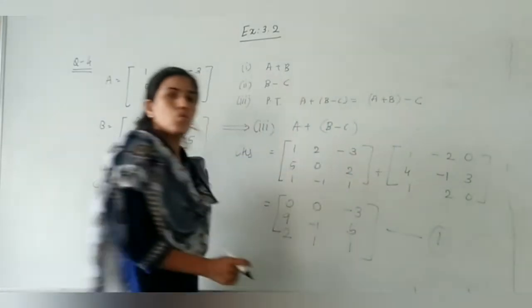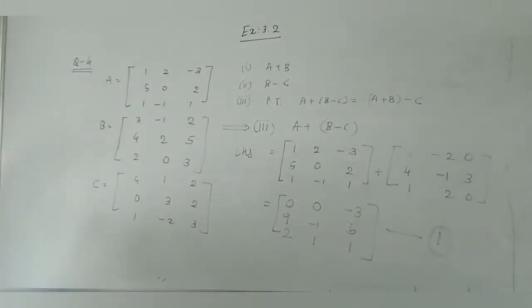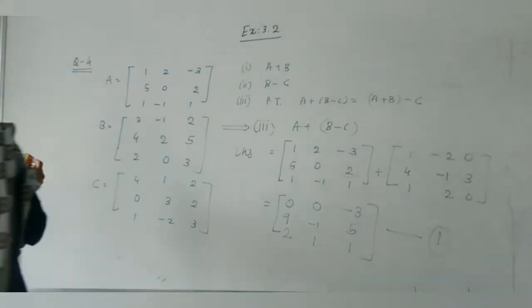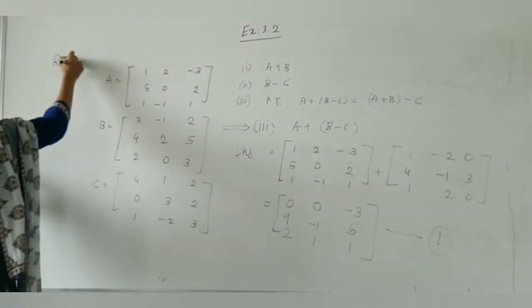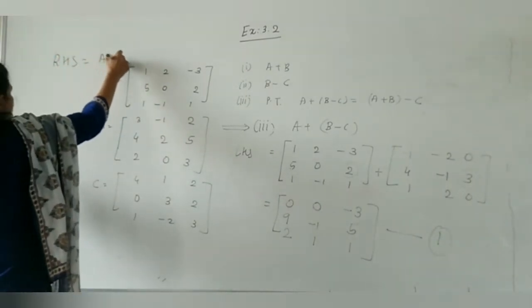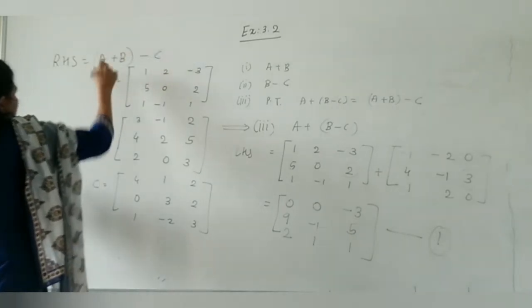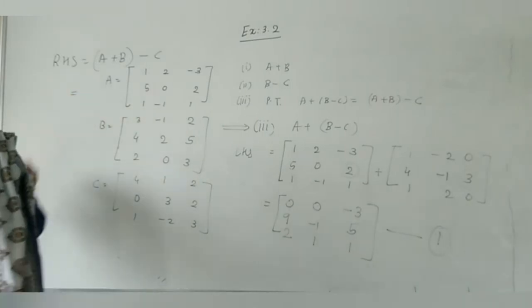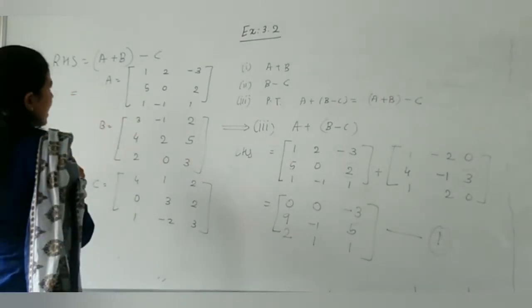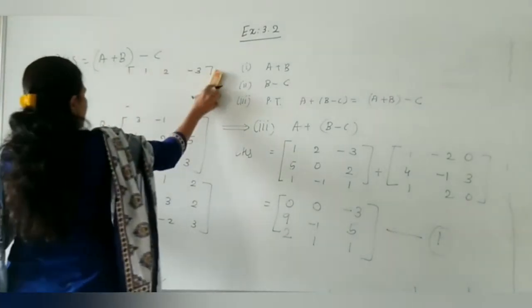So giving as a result number 1. Now we are going to find the second part, that is RHS. What is your RHS, students? A plus B minus C. So here I am going to write RHS. RHS is A plus B minus C. So first we have to write down here A plus B. So A plus B, I am going to write directly.